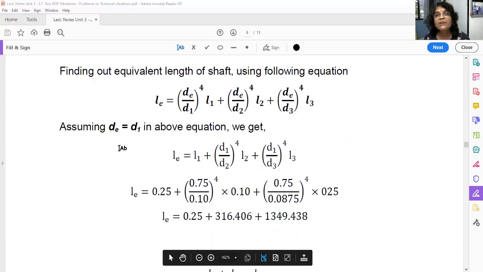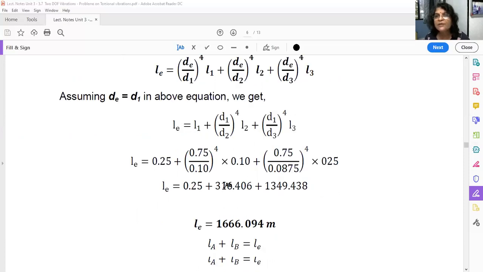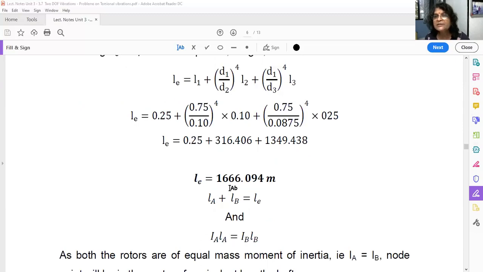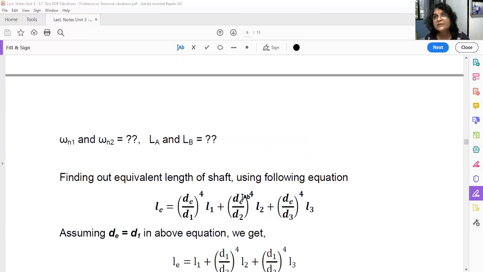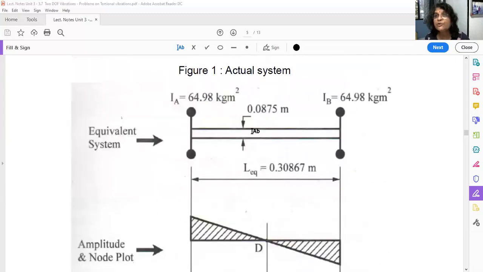So when we put dE equal to D1, D1 will cancel out, and the formula is converted into this one. Everything is known to us now: L1, D1, D2, D3, L3 are known. Put the values and you will get LE equal to 1.66094 meter. The original length is 0.30867 meter, and this is what we get as the equivalent length for the diameter dE equal to D1.